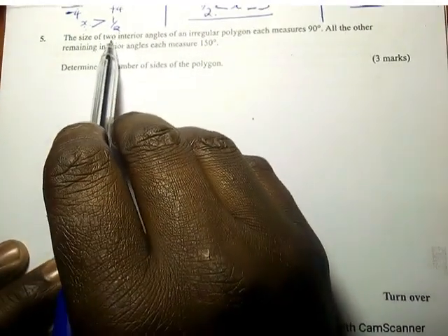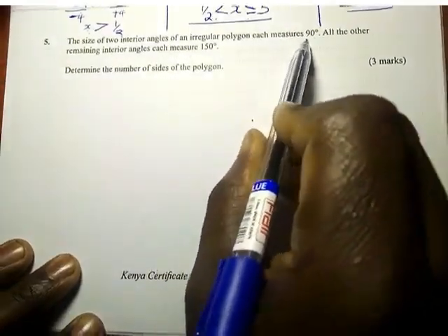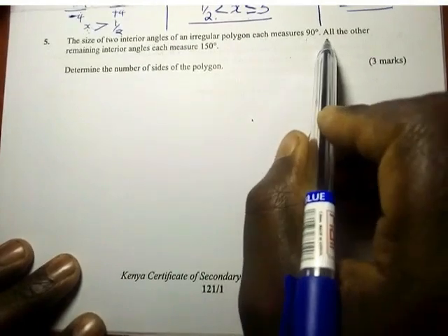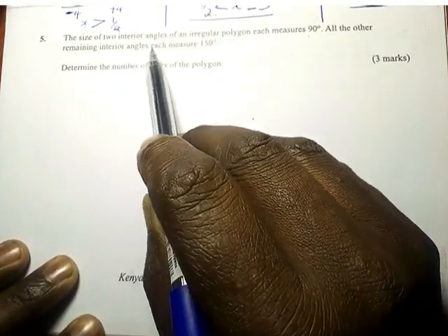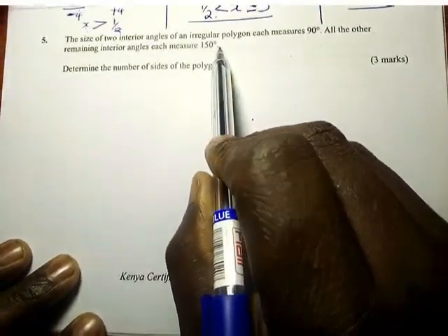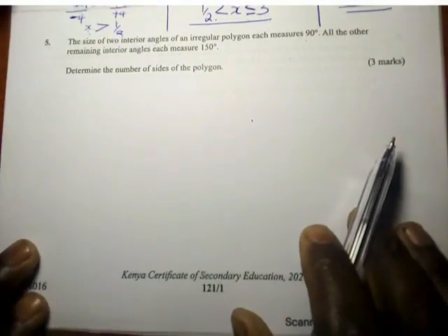The size of two interior angles of an irregular polygon, each measuring 90 degrees, while the other remaining interior angles each measure 150. Determine the number of sides of the polygon. Very good.